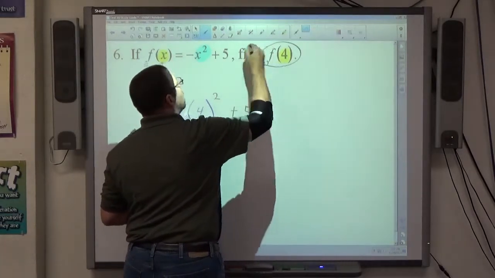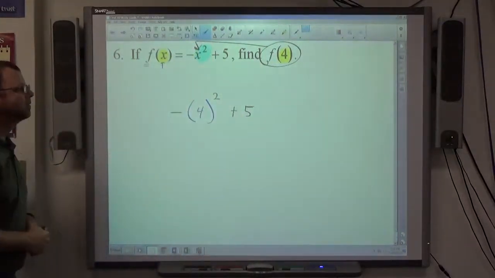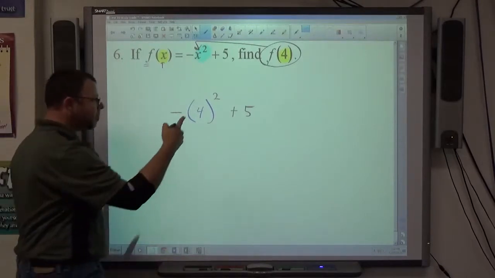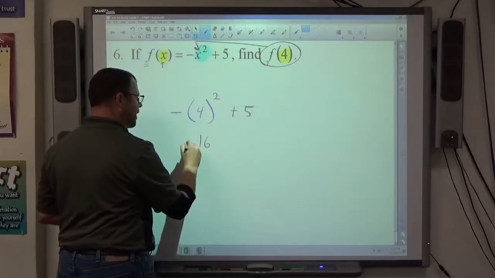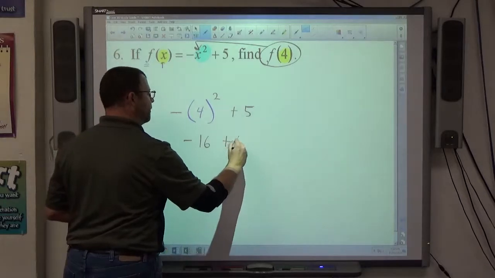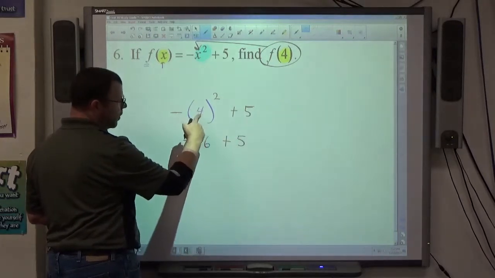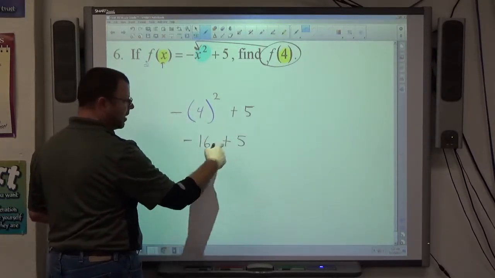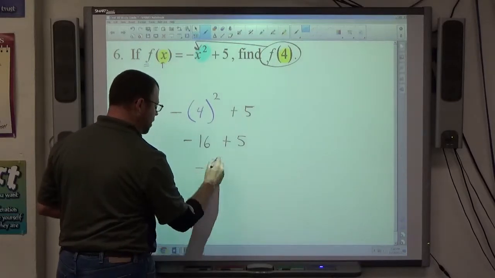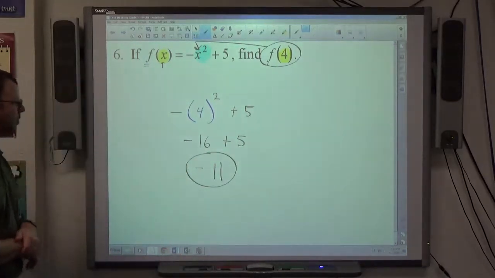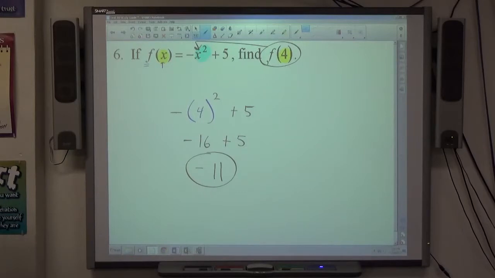f of 4 means to come over here, change x to 4, and then work it out. 4 squared is 16. The minus sign is not being squared. And once we've evaluated 4 squared down to 16, now we have negative 16 plus 5. Now we have to add or subtract based on signs. The signs are opposite, so I subtract. 16 is bigger, so it's negative.